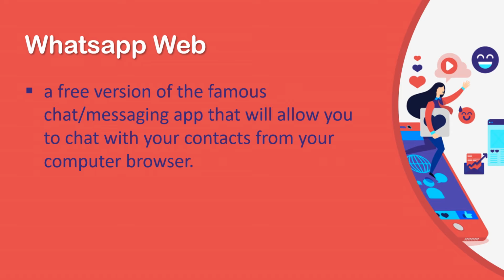WhatsApp Web, a free version of the famous chat or messaging app that will allow you to chat with your contacts from your computer browser. To chat with a specific contact, just click on their name and you'll be able to write to them as normal, including all your usual emojis and stickers. You'll also be able to share photos and documents stored in your computer to the chat. You'll also be able to take pictures in the chat via webcam.